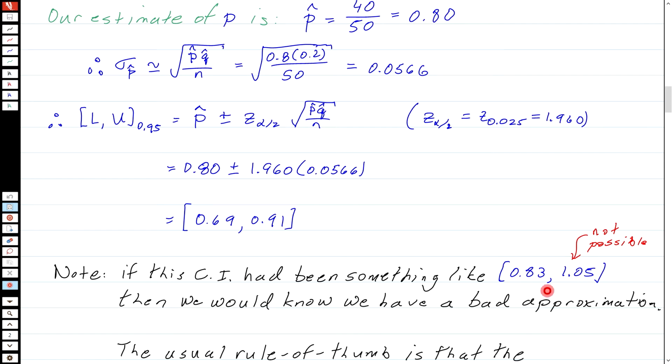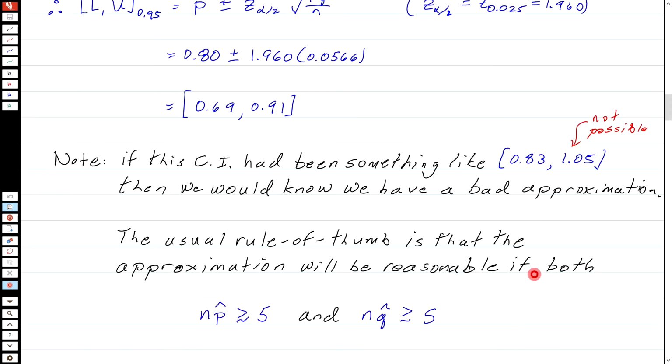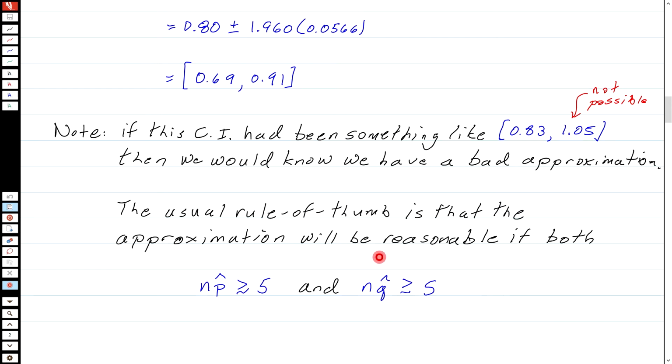And recognize that we have approximations here. As I said, the usual rule of thumb is that this will work if N P hat is greater than about 5 and N Q hat is greater than about 5. Basically, it's just meaning that we've got to be far enough away from the two endpoints to avoid problems with the normal approximation.